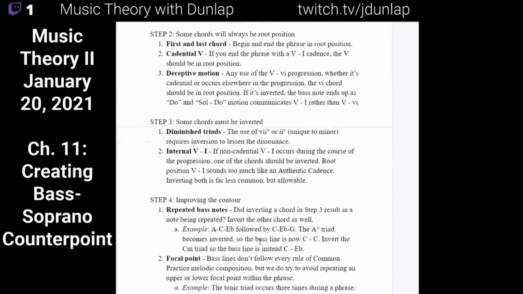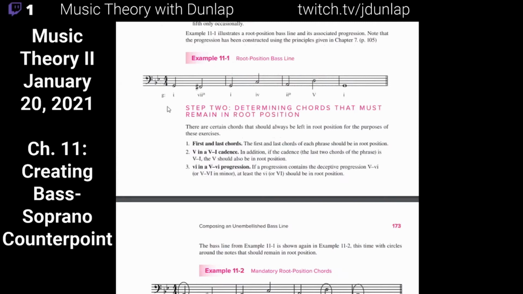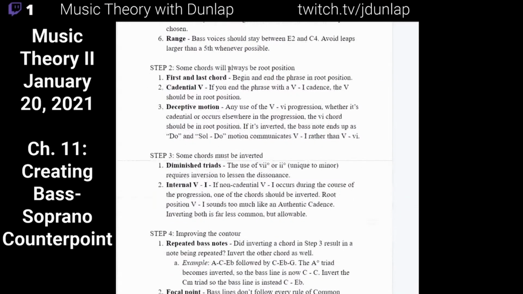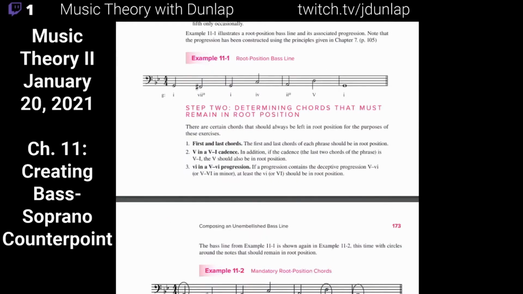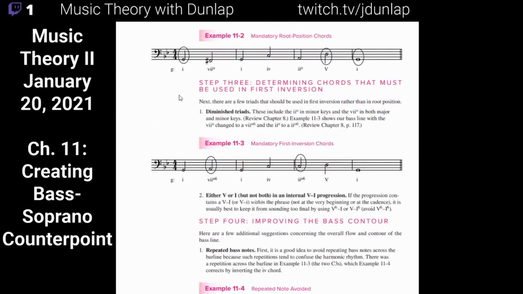So now we get to step 2. Some chords will always be root position. So you've done step 1. That's root position, 4 measures, ending on the downbeat of the 4th measure. Some chords are always root position, so the first and the last chord need to be root position. So what they've done here is they've circled this first chord and this last chord. Those are going to stay root position. We're not messing with that.